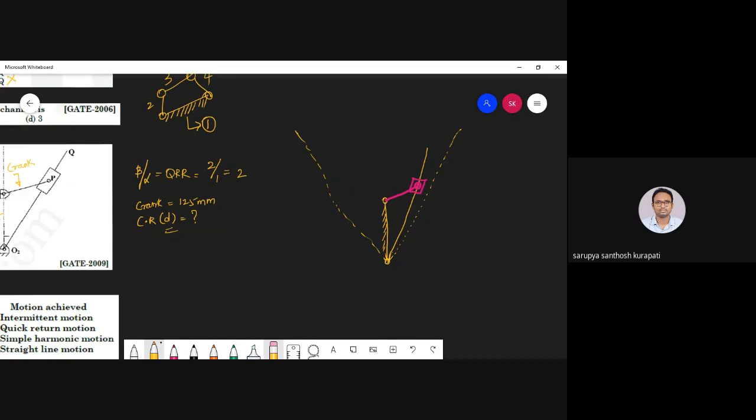Where my crank will be perpendicular to the slotted bar motion. So this position I took as B and this position as B1. And the angle here we took as alpha, and here the angle we took as beta. The semi angle here is alpha by 2.